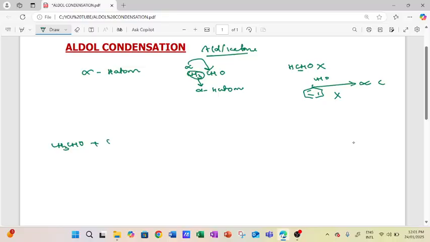CH3CHO, and to undergo aldol condensation we need two molecules of aldehyde, ethanal plus ethanal. So to understand the reaction I'm writing it in structural representation. I'll write CH3C double bond O, the first aldehyde. Now the second aldehyde is CH3C double bond O. And the reagent which we use in aldol condensation is dilute NaOH, or we can use KOH, an alkali.